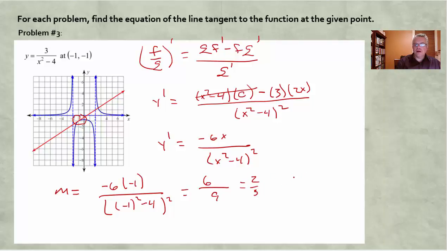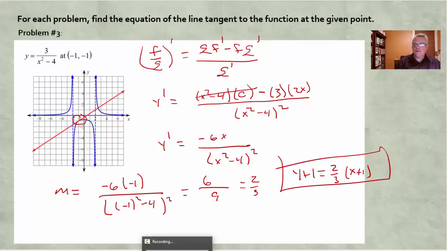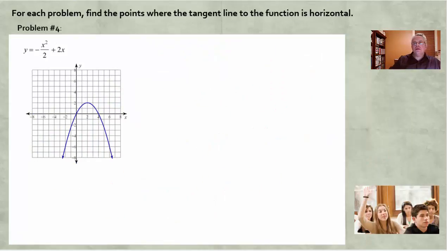And the final knockout punch. We got y plus 1 equals 2/3 times x plus 1. That would be our equation for the tangent line. All right. Now, let's switch. We're going to do 3 of the other type of problems.